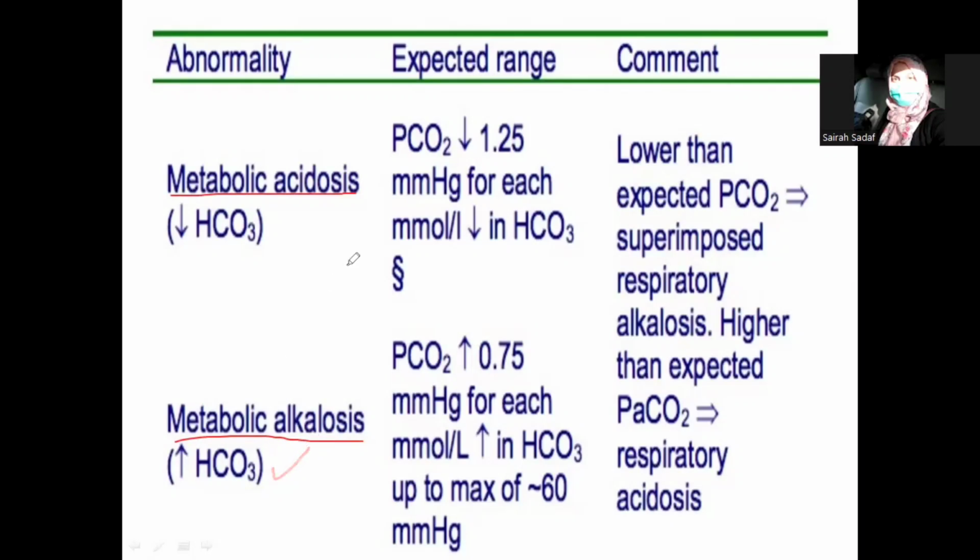Now, compensation. As I mentioned earlier in the previous slide, metabolic acidosis will be compensated by its opposite system, that is the respiratory system. And how will it compensate? By hyperventilating. If bicarb is going down, PaCO2 will also go down. How much will it decrease? PaCO2 will decrease 1.25 mmHg for each 1 millimole decrease in bicarb.